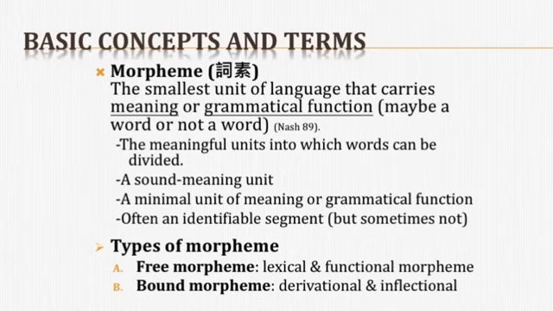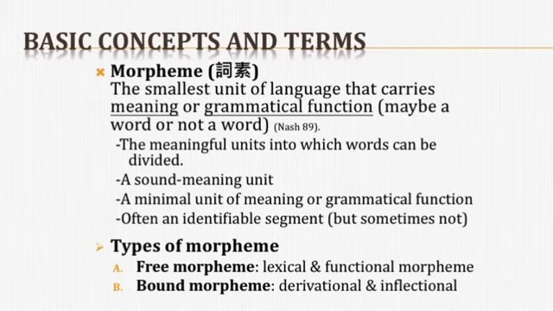So we should give an example. An example of a free morpheme in English is cat, C-A-T, dog, D-O-G. These are all free morphemes because they can stand alone in a sentence. A bound morpheme would be like the plural S, or the apostrophe S, or the ED to indicate past tense. These are all bound morphemes in English.